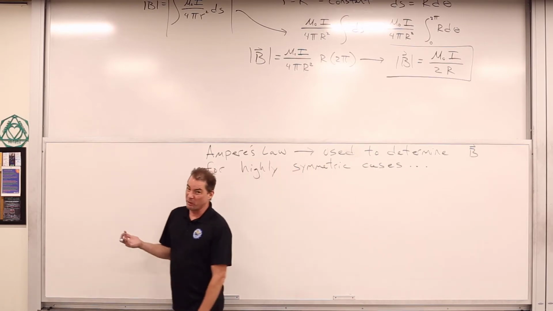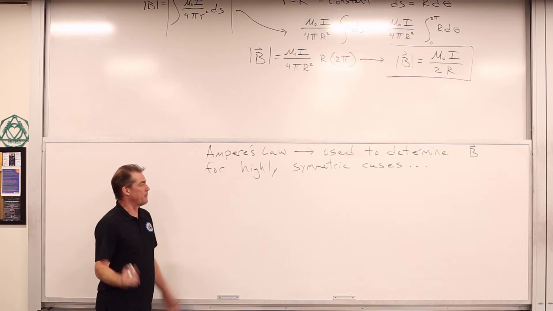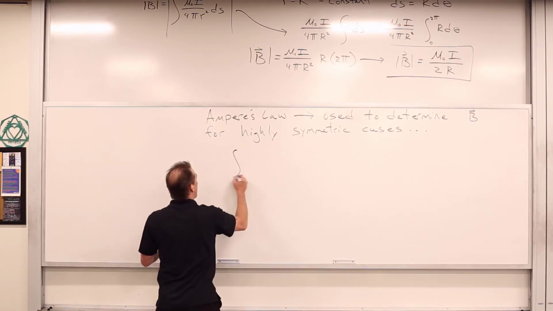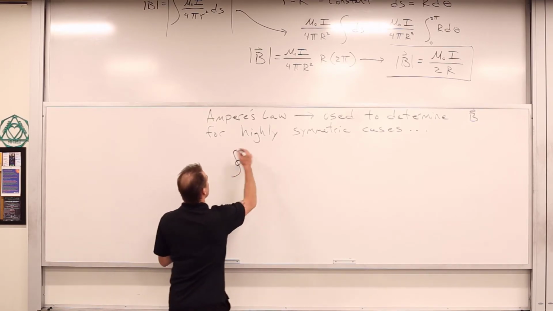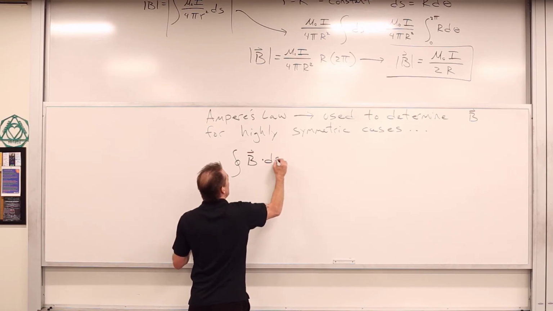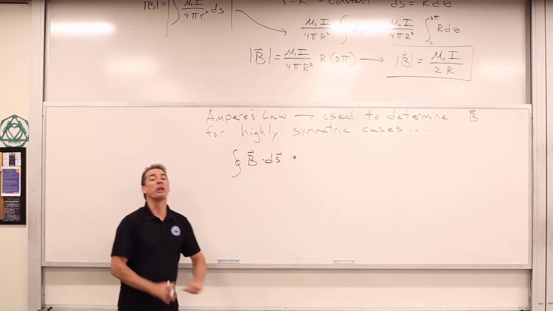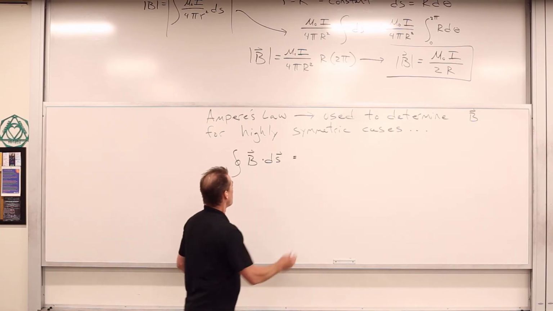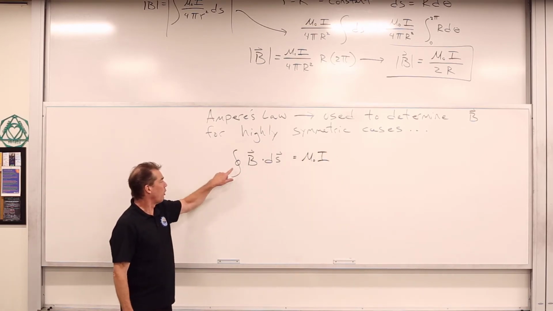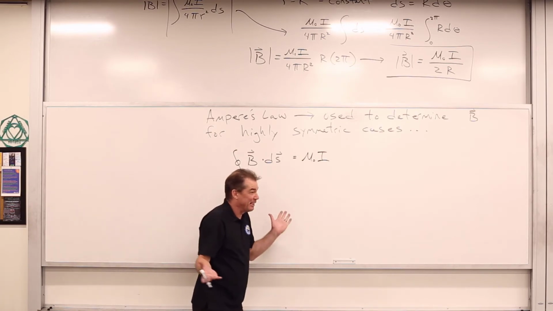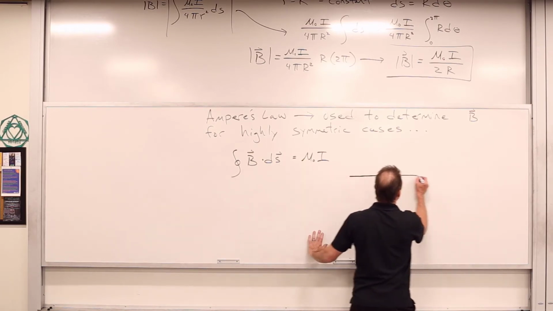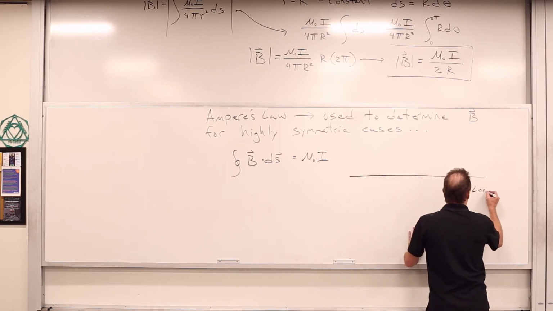So just like Gauss's law was really only useful for cases where you can argue lots of symmetry and make lots of correlations with directions, Ampere's law is sort of the same thing. But ultimately, Ampere's law says the integral over a closed loop of B dot ds is proportional to the current that it encloses. And the constant of proportionality is the permeability of free space. So the integral of B ds over a closed loop, called an Amperian loop, is proportional to the current that it encloses.